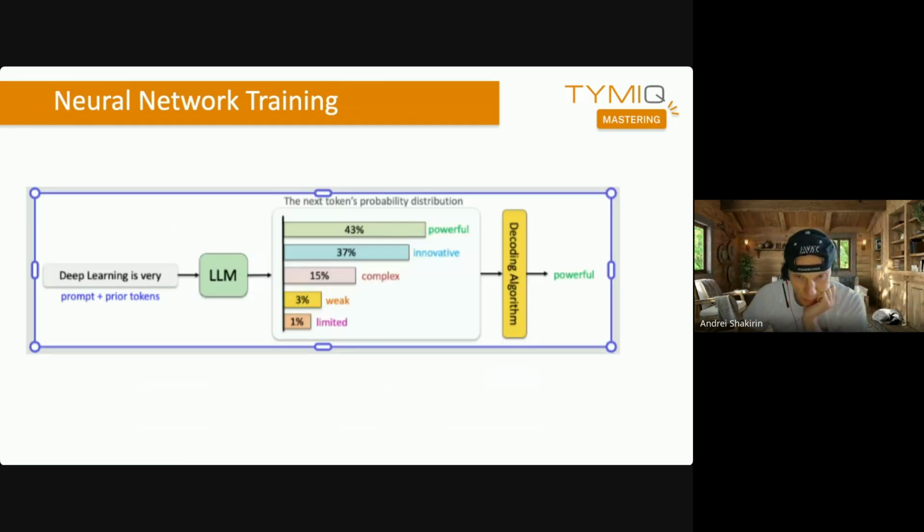So how does it work? We have the beginning of the phrase, "deep learning is very," and the LLM should suggest the next token in the sequence. And you see, after the calculation, there is "powerful" with about 33%, "innovative," "complex," "weak," "limited." There are a number of options with different probabilities. And with some simple algorithm, we end up with the most probable word, and fill in "powerful" here. That's the way the model works.